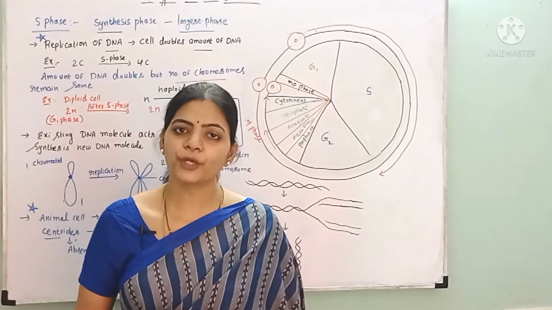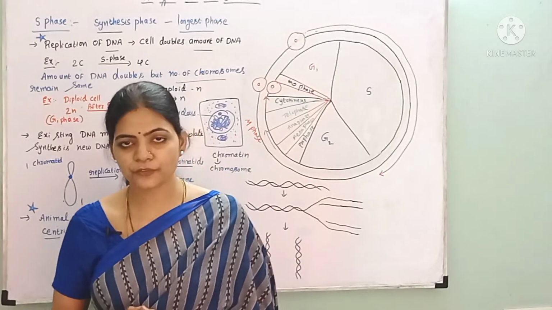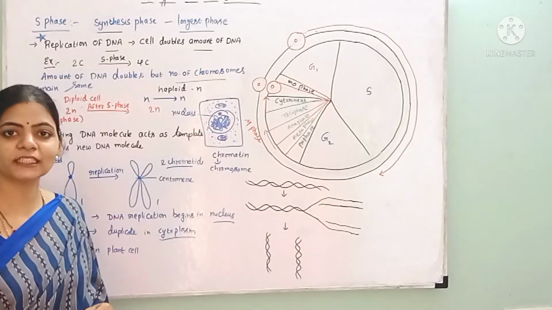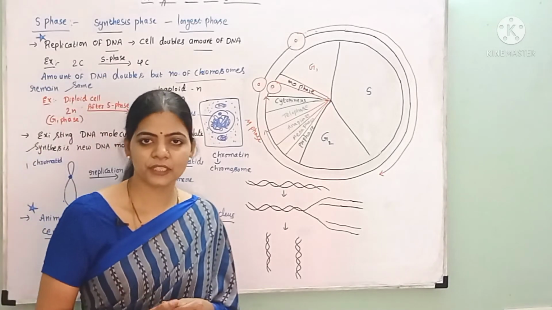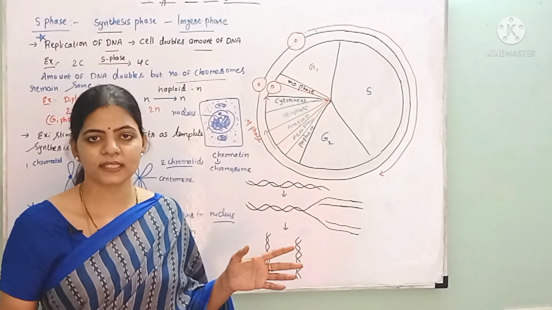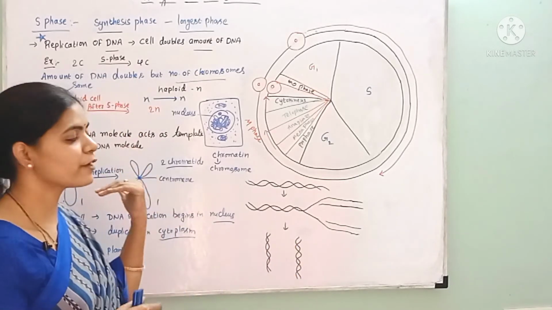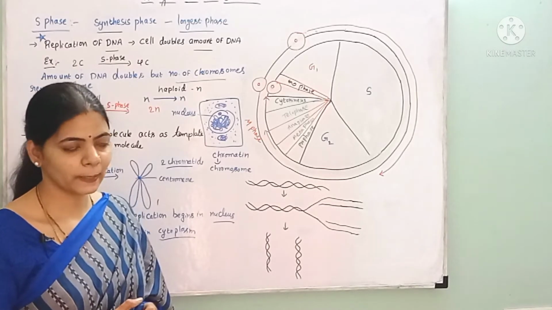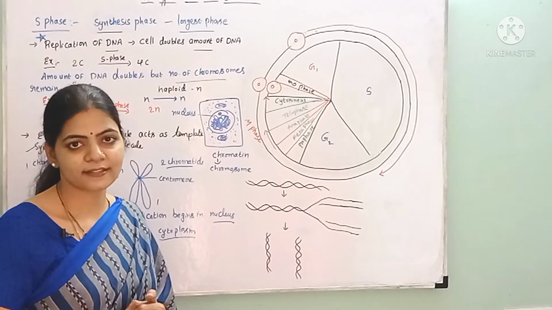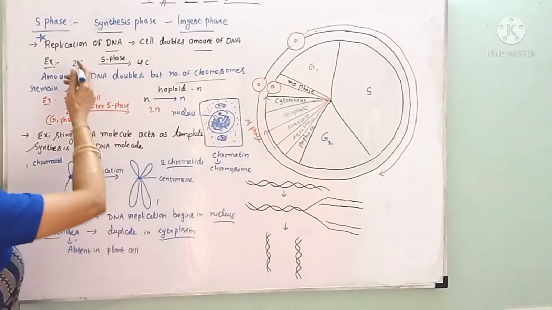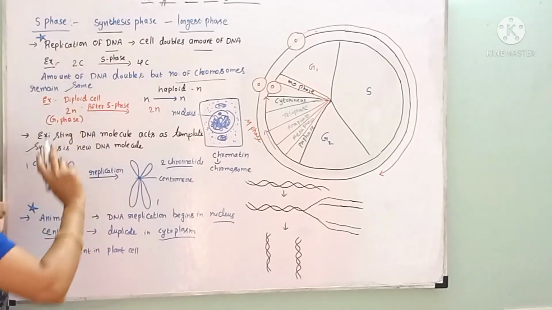In this video, we are going to study the next phase in interphase, that is the S phase. Already in the last video, we completed the G1 phase. What happens in the G1 phase? The size of the cell increases and the components required for the S phase are prepared in the G1 phase only. No DNA replication occurs in the G1 phase. Then where does the DNA replication occur? In the S phase.